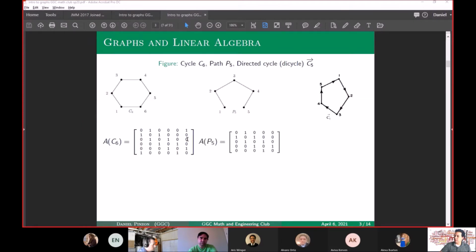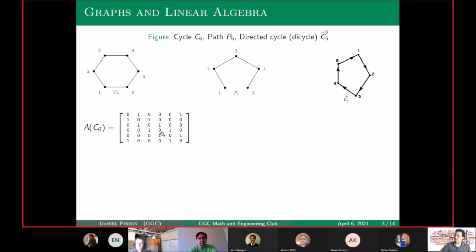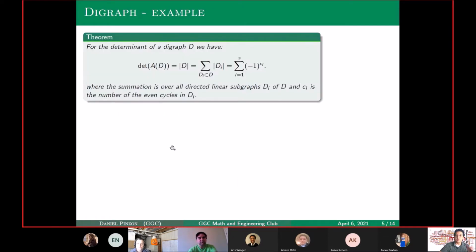Well, for example, this first one here, you see 1 is connected to 2. So in row 1, column 2, we have a 1. And 1 is connected to 6, so row 1, column 6 is a 1, but the other ones are 0, right? And so once we encode them into matrices, well, then we can do stuff with matrices like determinants and things like that. And so that's what I was interested in, and I've been interested in for a few years now.